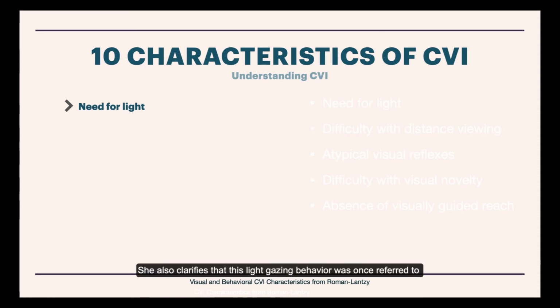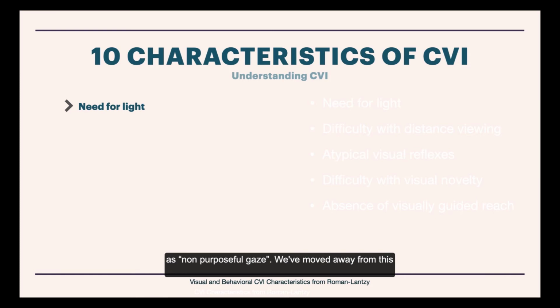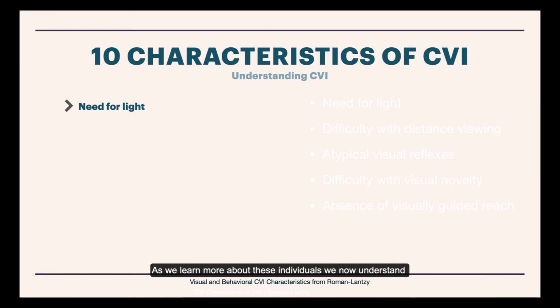She also clarifies that this light-gazing behavior was once referred to as non-purposeful gaze. We've moved away from this. As we learn more about these individuals, we now understand that it is more than staring off into a blank space, but rather a purposeful response to attend to an easier target. This behavior may be observed when the child is overstimulated by the complexity of the current visual targets.